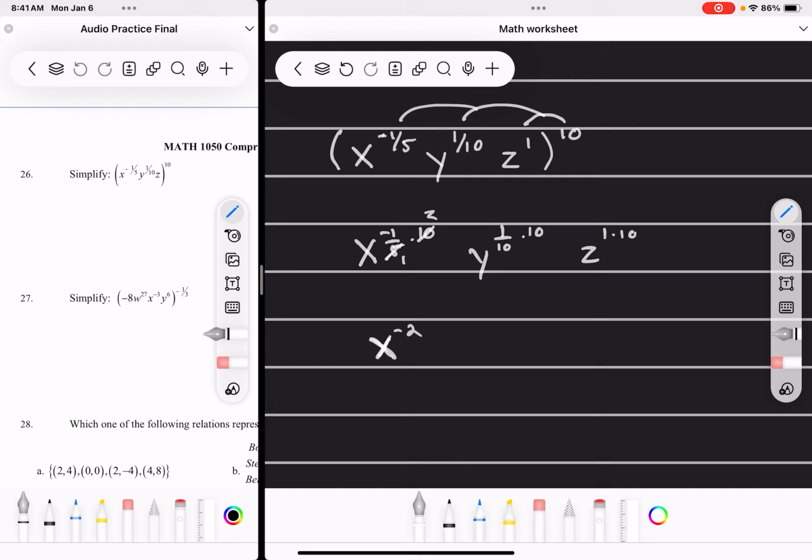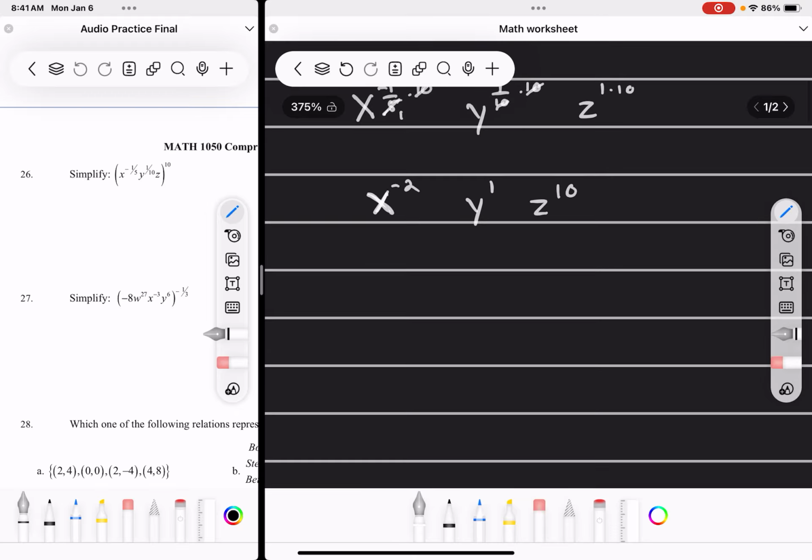The y, we have two 10s, so cancel, cancel. We have y to the first. And z, well, there's nothing to cancel, so we just have z10. The question's not quite finished here because we have this negative 2 power.